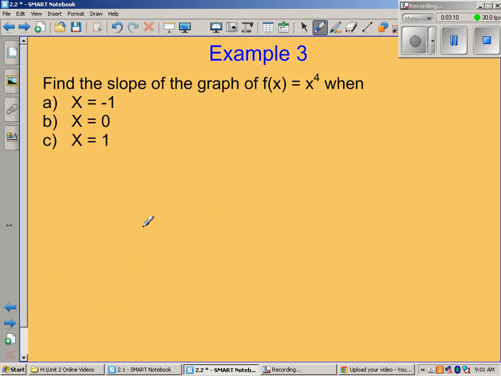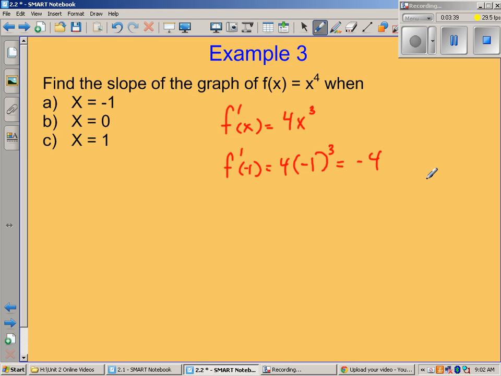Moving on to the next example, it says find the slope of the graph of this function at these points. If we're going to do that, I'm going to take the derivative of the function using my power rule, which tells me 4x to the 3rd. Now, if I want the derivative at -1, I'm just going to plug -1 into this function, which gives me 4 times -1 cubed, which simplifies to -4. So that's the slope. It's a downward slope.